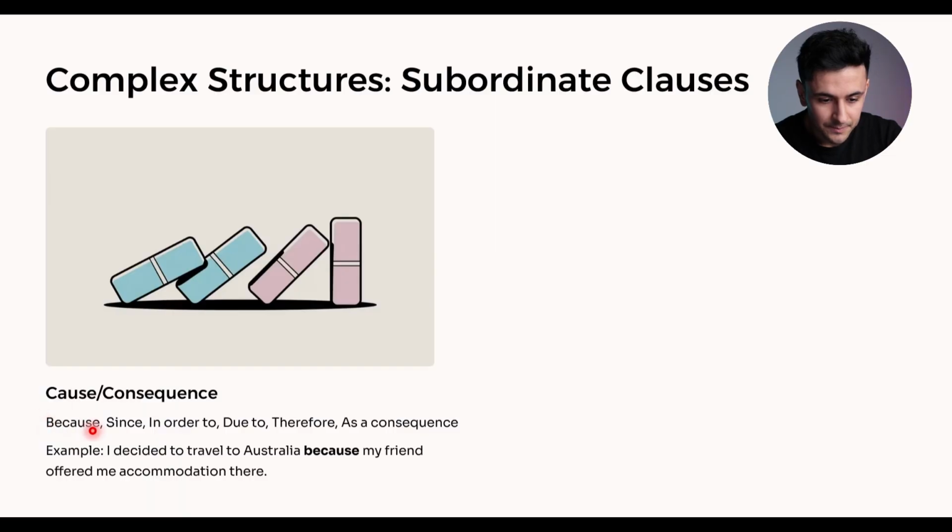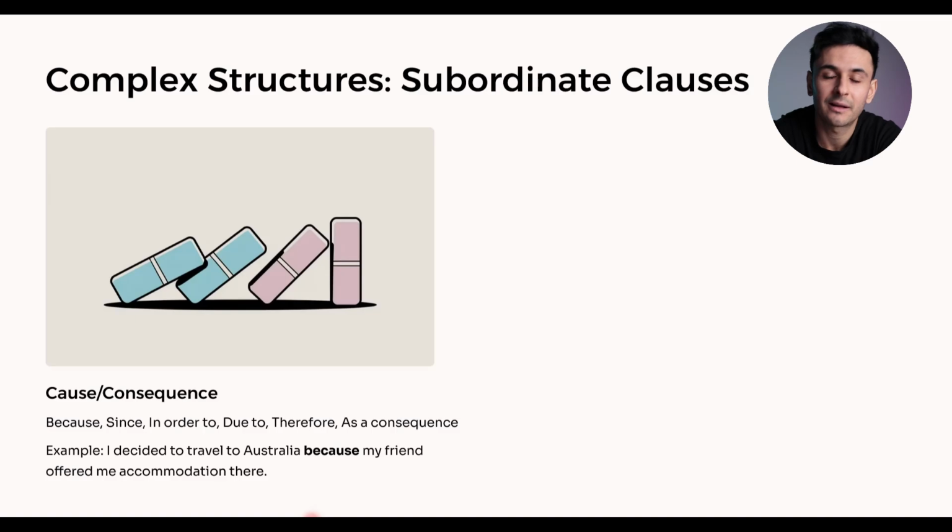if you are using because, you can always follow that by a regular sentence. But when you have due to, it always has to be followed by a noun. So you cannot have a regular sentence where there is a subject plus verb. There should always be a noun. For example, due to the fact that my friend offered me accommodation, I decided to travel to Australia.